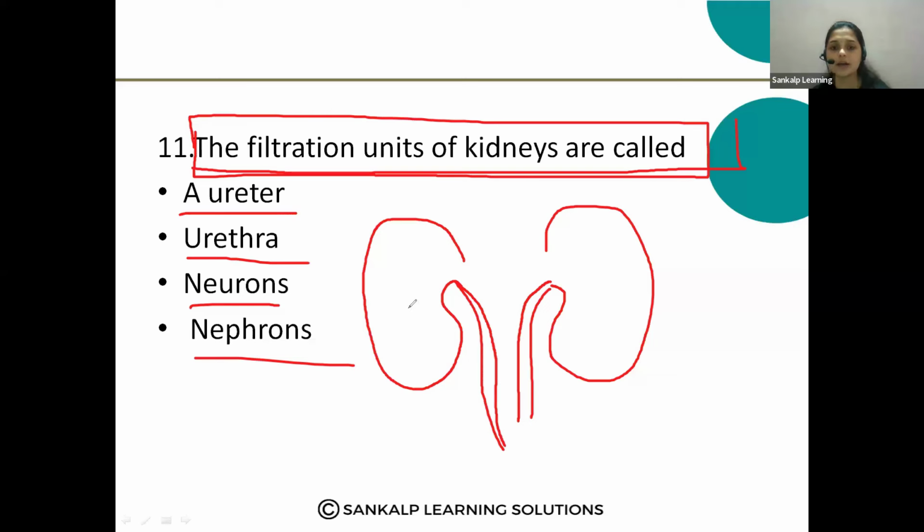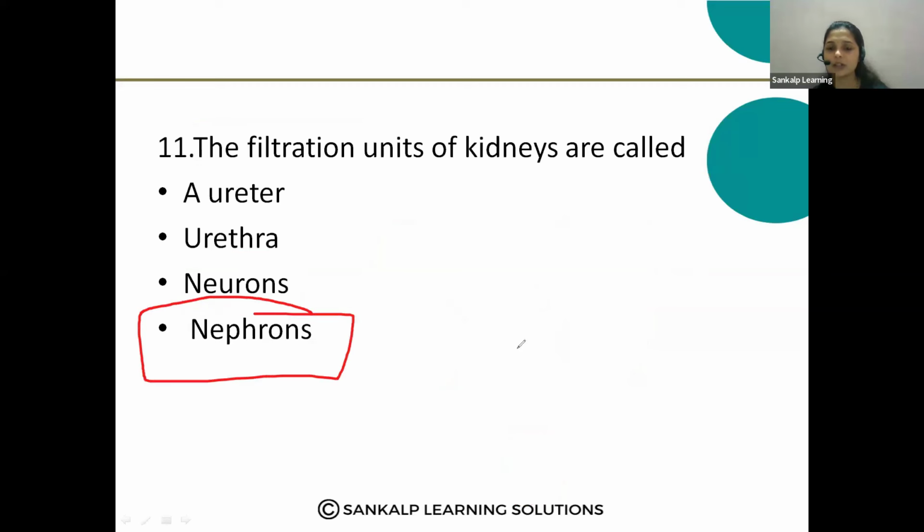Yes. Correct answer, ma'am. So here there is a pair of kidneys. They produce the urine, right? That urine is passed through the ureter. The function of the ureter is to carry the urine, and the urethra carries the urine out. And neurons are part of the nervous system, not a part of the kidney. Okay. So what are nephrons?